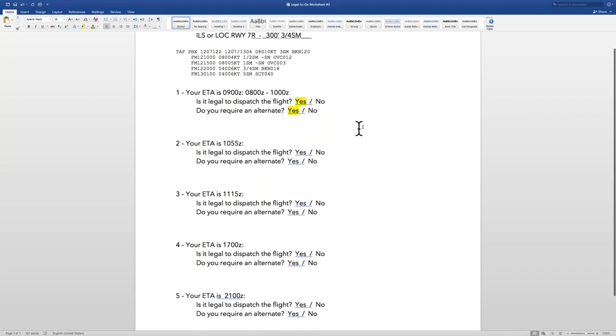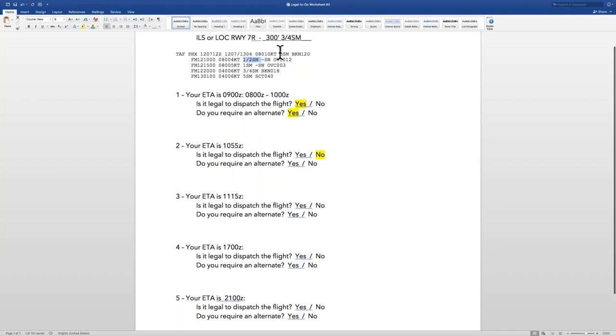All right, so let's move to the next one. Liz, your ETA is 10:55 Zulu. Are we legal to dispatch this flight? No, we are not. And why? The closest reporting at 10 has a half mile of visibility. Right. So from 10 Zulu to 1459, the visibility is expected to be 1/2 mile. Our landing minimums for this approach are 3/4 mile, 300 foot ceilings. Okay.